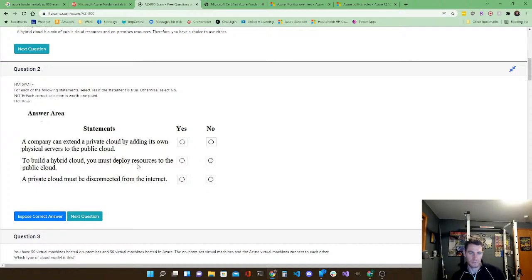To build a hybrid cloud, you must deploy resources to the public cloud. Yeah, I mean, that's kind of what hybrid means. That deploy part is a little confusing there. I guess, you know, yeah, you're deploying your code to a resource, you're spinning up a resource. But there's definitely the public part of it, otherwise it's just private. So I'm going to say yes for that one.